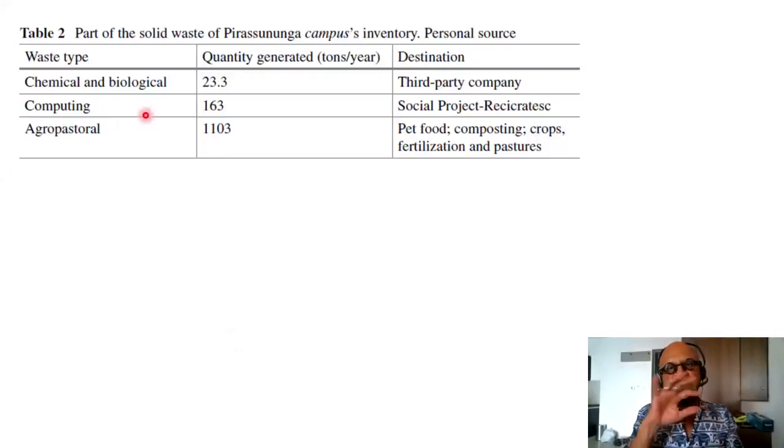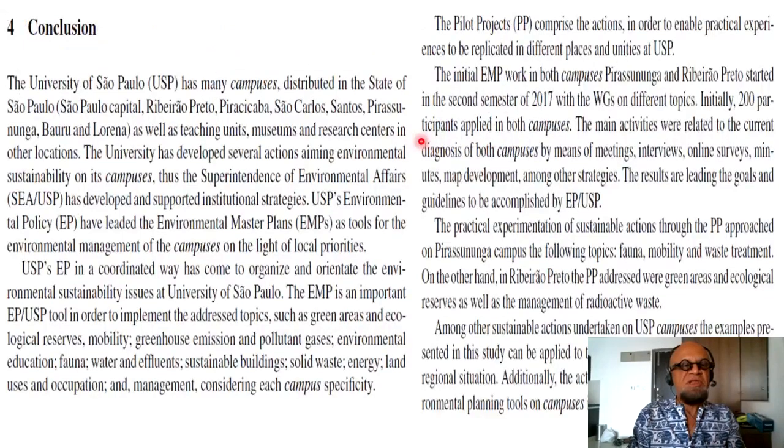Part of this, so here there are lots of details I'm not going to go into. Part of the solid waste in Pirassununga campus's inventory. So these are the data from a personal source of the authors. Waste types: chemical and biological, computing, agropastoral. Quantity generated in tons per year: 23, 363 and 1103. Destinations: third-party company, social project, recycling, whatever you can figure out. Agropastoral becomes pet food, composting, crops, fertilization and pastures. So obviously there are at least 2 that are going towards sustainability. I won't go into the details, but let's read the conclusion.